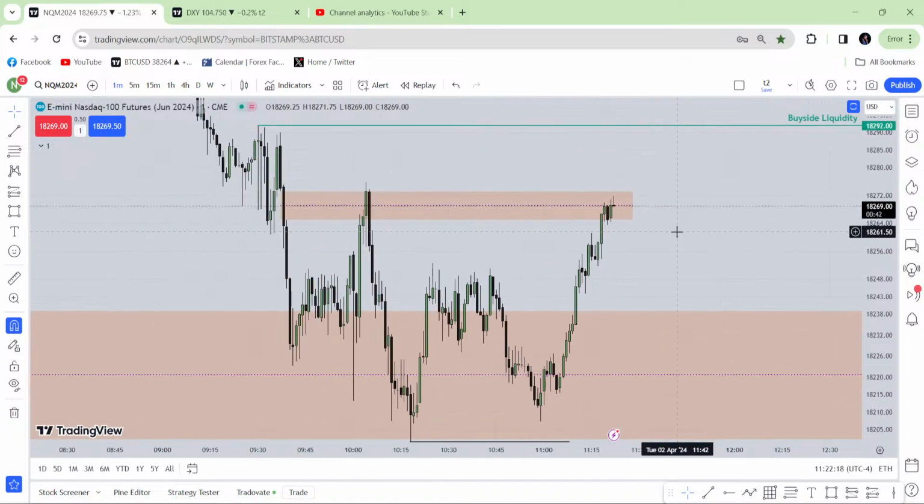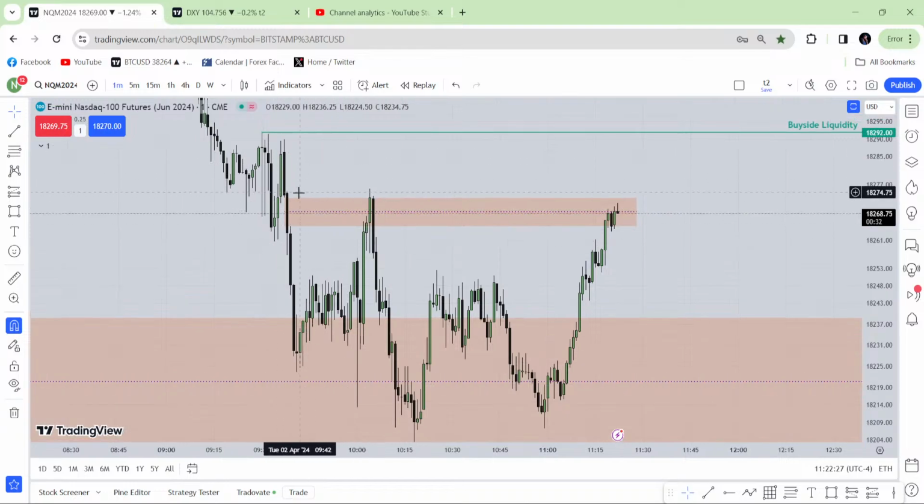ICT is just a concept, okay? So he gave us something. For example, fair value. He talked about fair value gap. It's your job to find out which fair value gap you are going to use. Now, ICT didn't teach me the last fair value gap, the first fair value gap, middle fair value gap. Nothing ICT taught me, okay? He just told me there is something called fair value gap. Buy side imbalance, sell side inefficiency, sell side imbalance, buy side inefficiency. There is something called fair value gap.